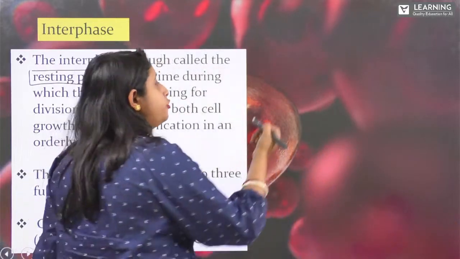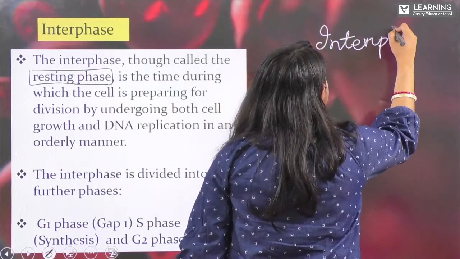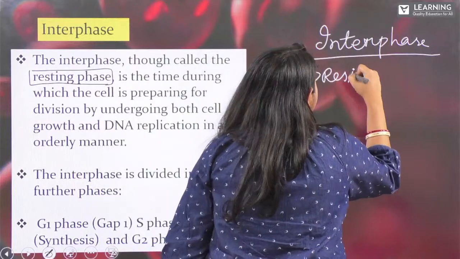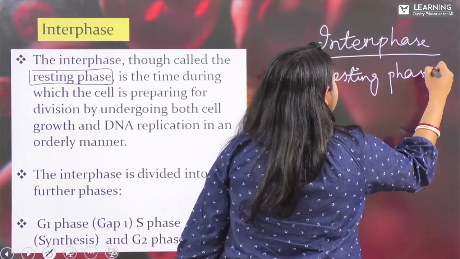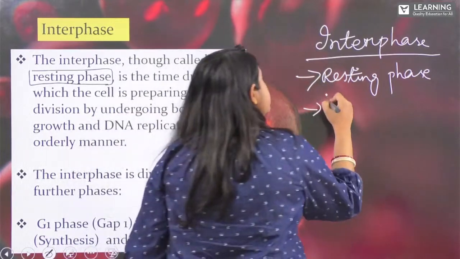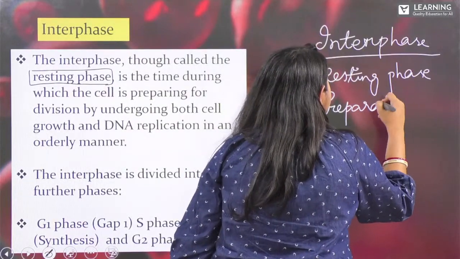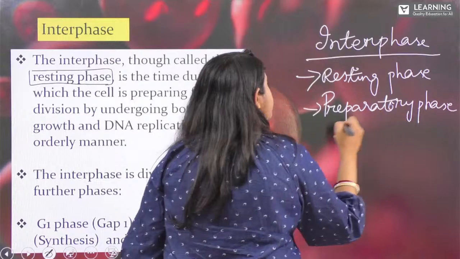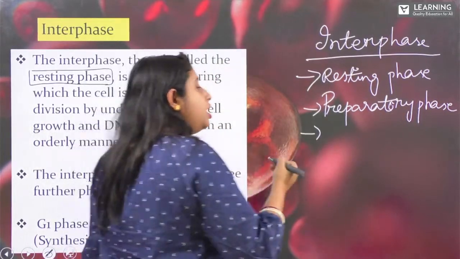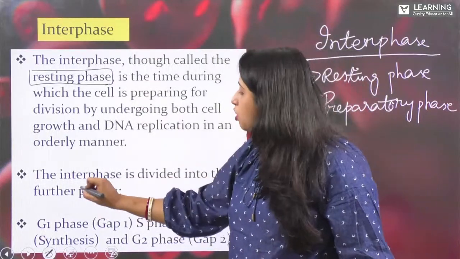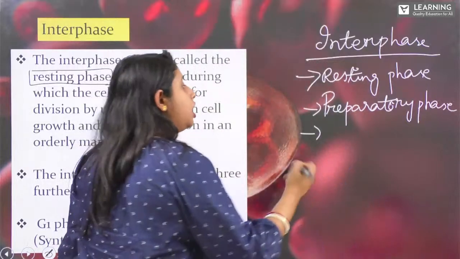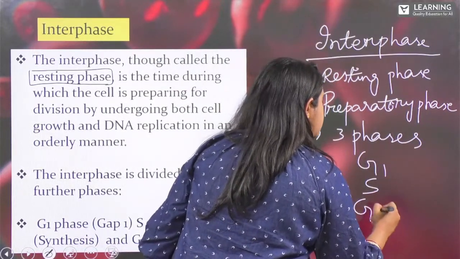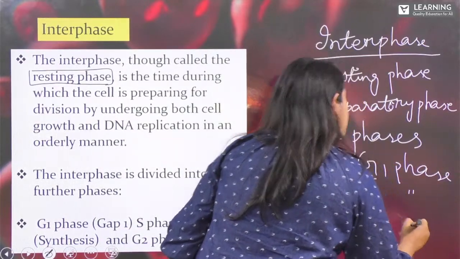What are the three phases of the interphase? It is also called the resting phase. Now here in the resting phase, what happens? The cell prepares itself, so it is also known as the preparatory phase. Why is it known as the preparatory phase? Because the cell prepares itself for cell division, right? So what are the various three phases? The three phases are the G1 phase, S phase, and the G2 phase, right? These are the three phases of the interphase.